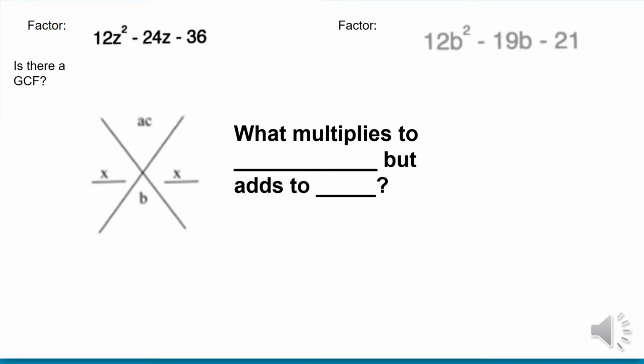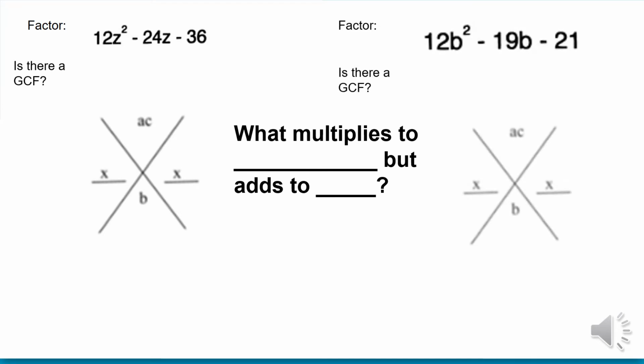Here are a couple additional problems for you to try. The second one is a lot more tricky than the first. However, the first one does have a GCF, while the second one does not. So in the first, my GCF was 12, which means I'm going to take out a 12 and leaves me with z squared minus 2z minus 3.